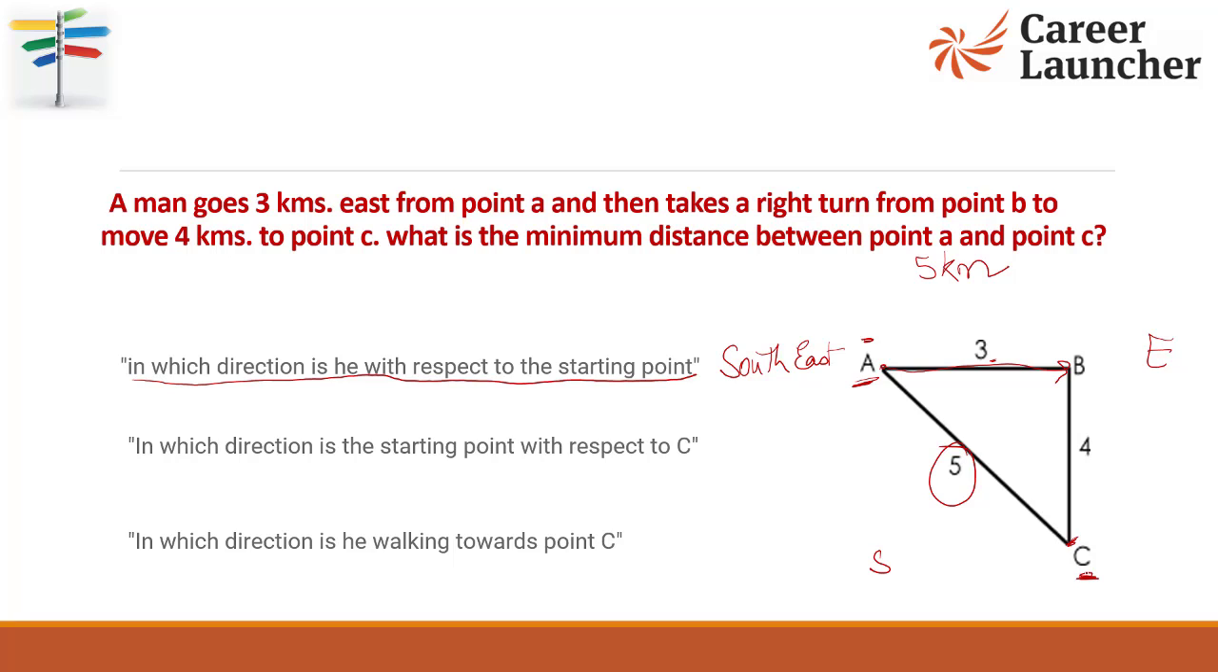In which direction is the starting point with respect to C? Now he's standing at point C and looking at point A. So answer to this should be northwest. Why? Because if somebody is standing at point C, this direction would be north, and this would be west, and A happens to be between north and west. In which direction is he walking towards point C? When he's walking from point B to point C, he's walking in the south direction.